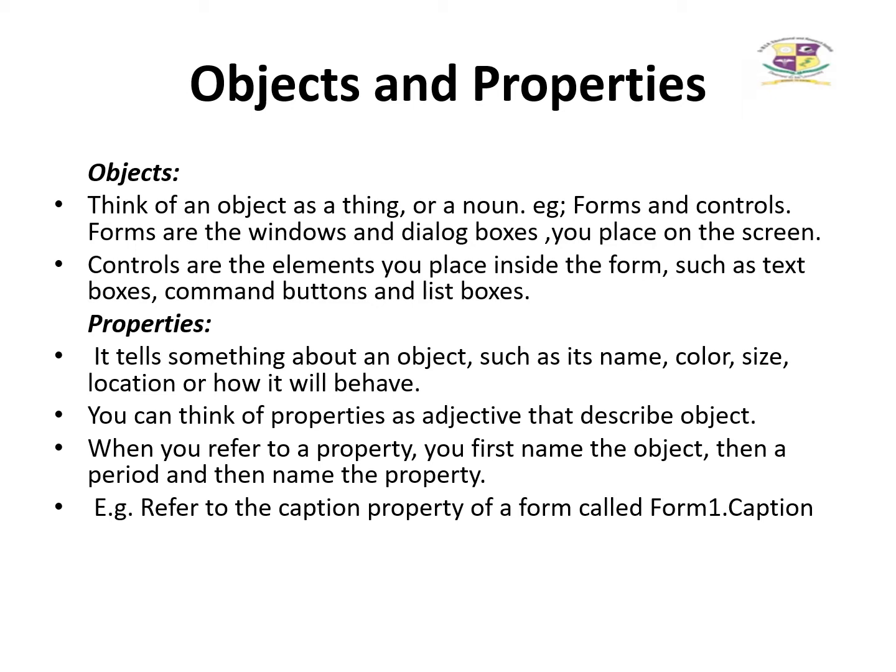Properties. It tells something about the object, such as its name, color, size, location. Property is an adjective describing the object. Here, you can refer to a property by first giving the object name, then the period and the name of the property. For example, here I have given form1.caption. It indicates that the caption is a property of the form named form1.